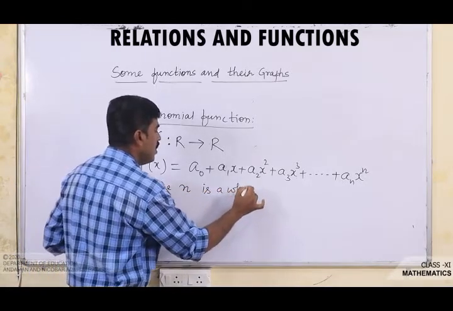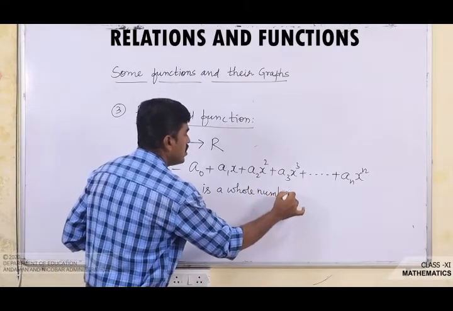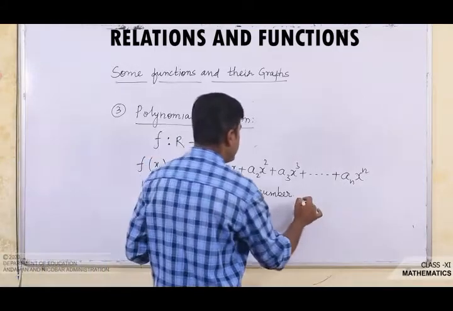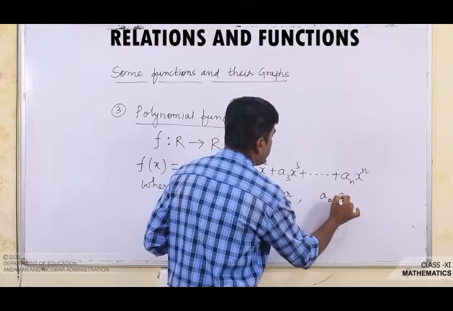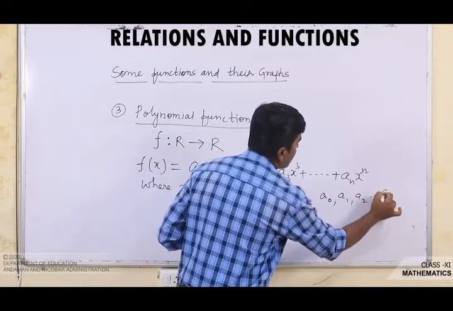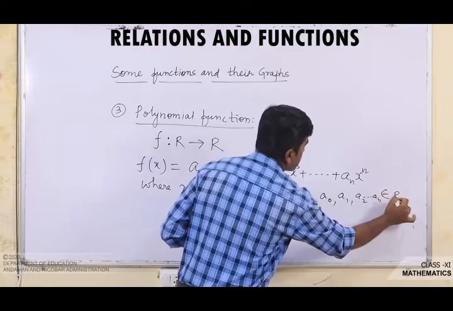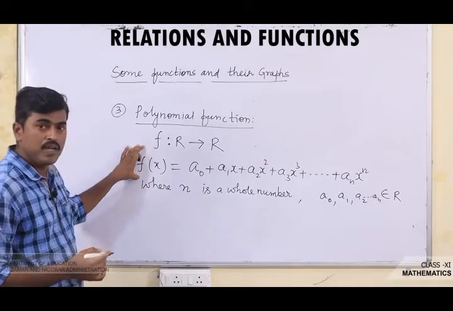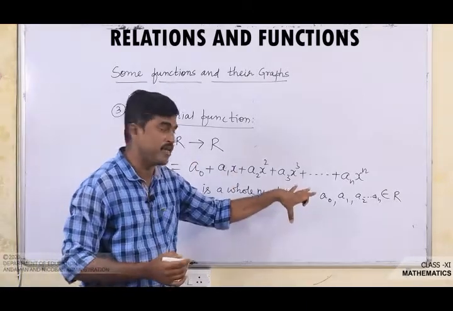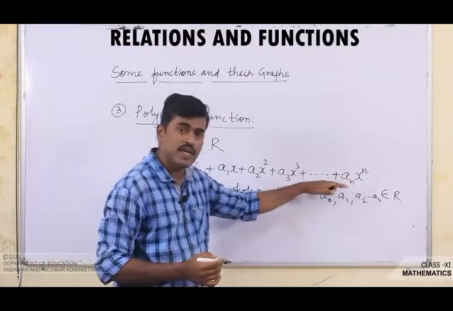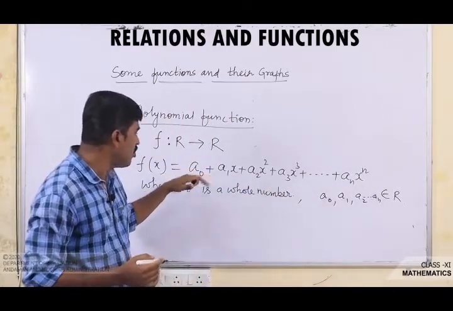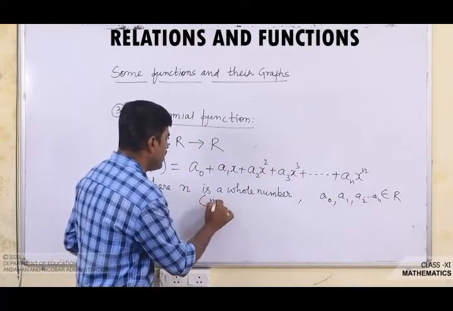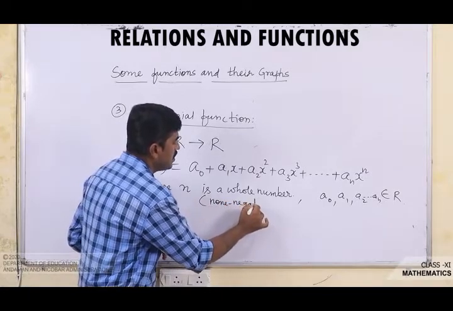n is a whole number, as you know the exponent of the variable in a polynomial must be a whole number, and a0, a1, a2 and all the way to an are real numbers, the coefficients of the terms. So this f(x) is a polynomial function. If f(x) is a polynomial, that means the expression must be a polynomial. When will it be a polynomial? If the exponent of the variable is a whole number, or we can say a non-negative integer.